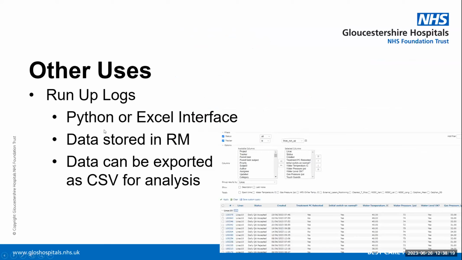Other things I use it for is logging run-up log data. So again, using Python or Excel as an interface to record the data in Redmine, essentially using it just as like a database, but without having to set up any specific databases within there. And one of the nice things about that as well is that we can pull the data out with Python and Excel for trend analysis, but you can also just export the data from Redmine just using an export CSV facility that's built into Redmine. So you could just download them as CSV files for your own analysis.